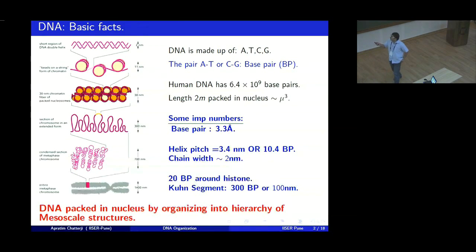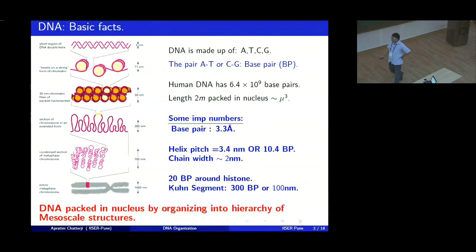the micron. I'll just remind you that DNA is made up of A, T, C, G, and this combination of A T or C G is called the base pair. The human DNA has around 6 billion base pairs packed in 46 chains. If one takes all these DNA chains, stretches them and puts them end to end, you get a length of around 2 meters, and this is packed in a very small nucleus volume of micron cube.